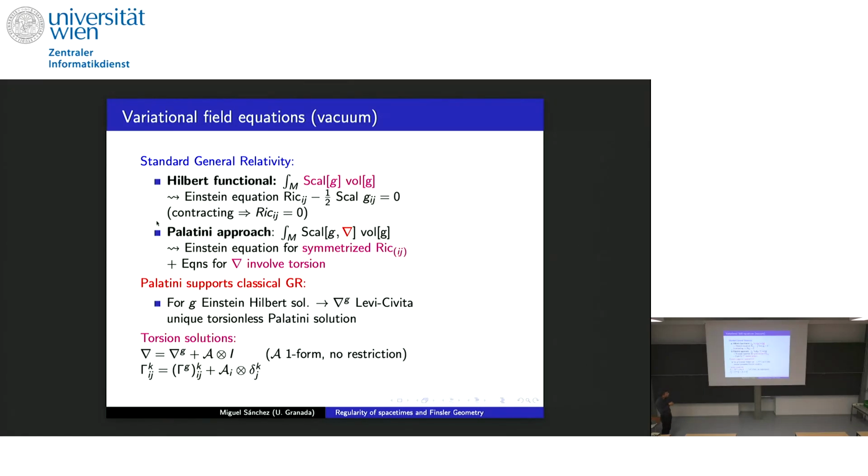The Palatini approach supports classical general relativity because if we consider a metric which is the solution of the Einstein-Hilbert Euler-Lagrange equation, then the Levi-Civita connection is the unique torsionless Palatini solution. Okay. Of course, the solutions with torsion can also be constructed, and they depend essentially on one form.